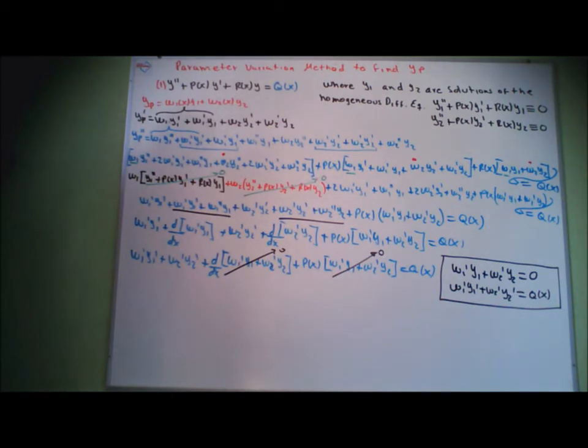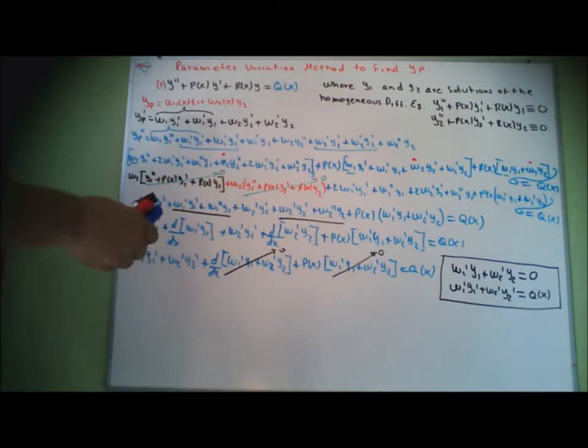Alright, so we have two equations, two variables, and what are those variables? w1 of x and w2 of x. That was the initial variables. What we need to know here is w1 and w2, because y1 and y2, the homogeneous solutions, we already know them.